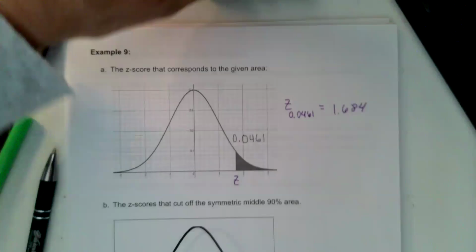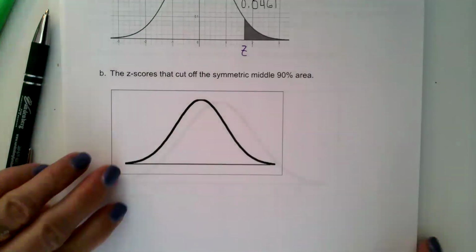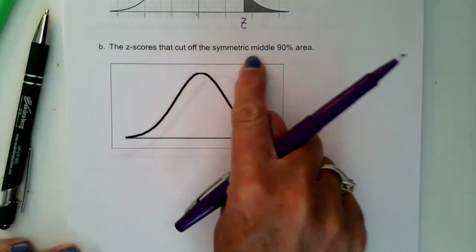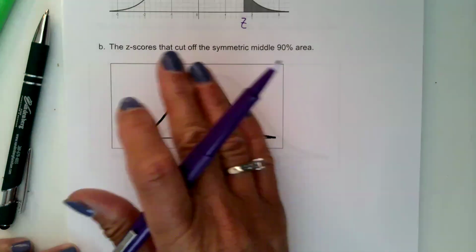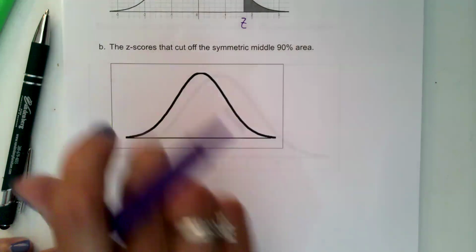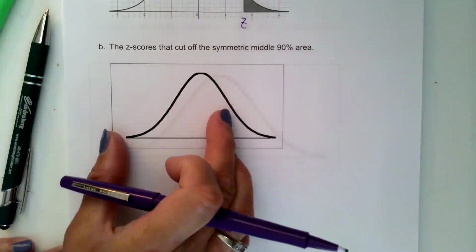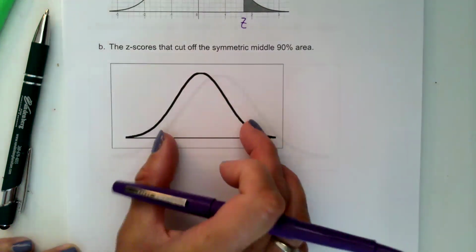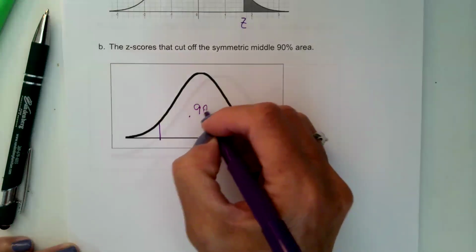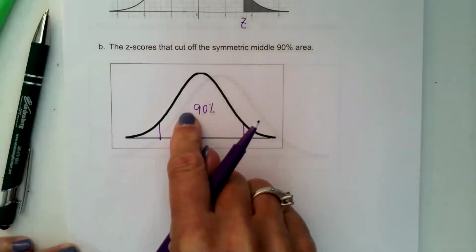Okay. B is getting a little more complicated. This is our last one for lesson 4.1, but it's a little more complicated. So it says the z-scores that cut off the symmetric middle 90%. So there's some things in here. We want z-scores. It said more than one because I put an S. It said symmetric middle 90%. So I don't want 90% over here. I don't want 90% over here. I want 90% in the middle. Not 0.9, but 90% in the middle.